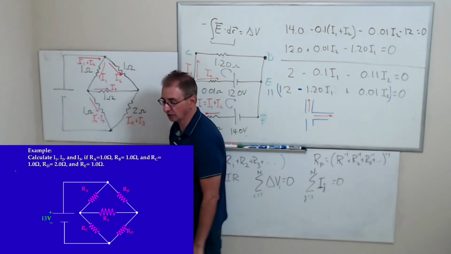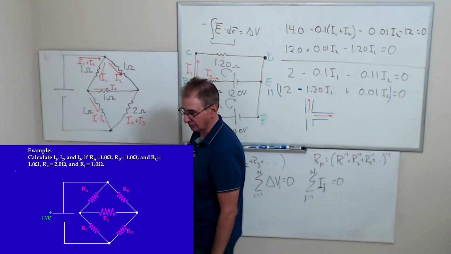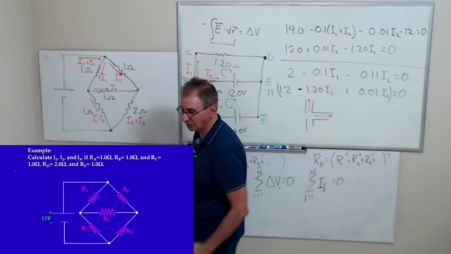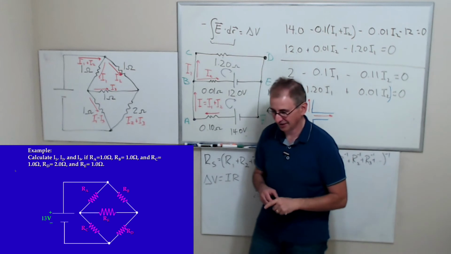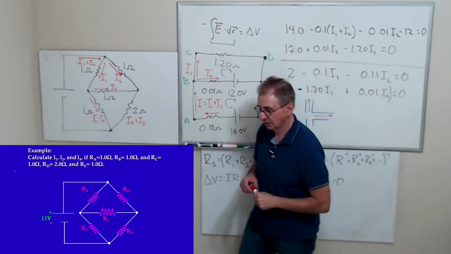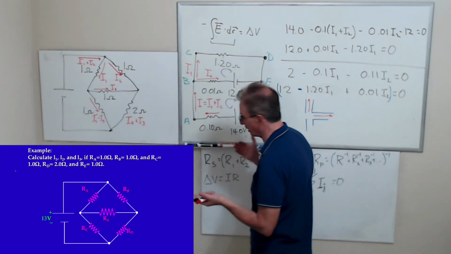Once you've identified the currents, most of the physics, most of the hard part is done. The rest of it is watching your minus signs and plus signs when you're adding the voltage drops. Because it's easy to make a minus sign mistake. You saw I made a mistake earlier.